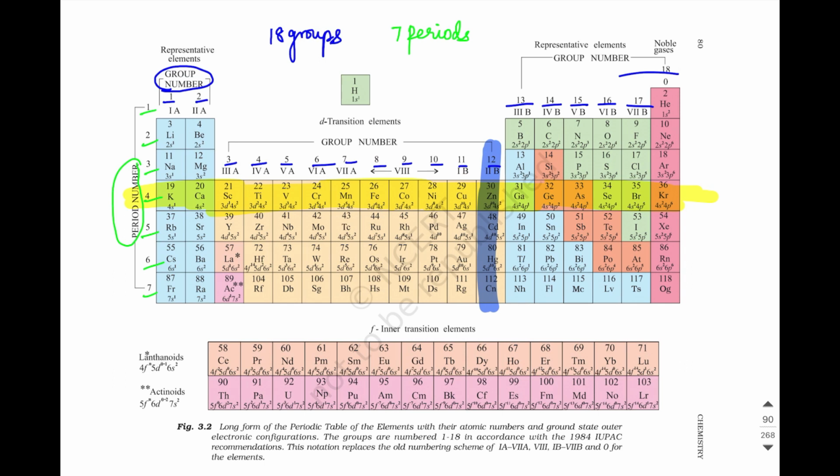Vertical columns are called groups. There are 18 groups in the periodic table. And horizontal rows are called periods. There are 7 periods in the periodic table.